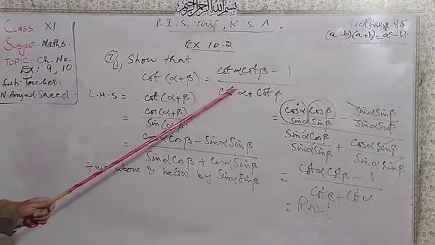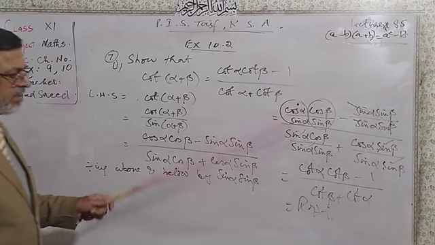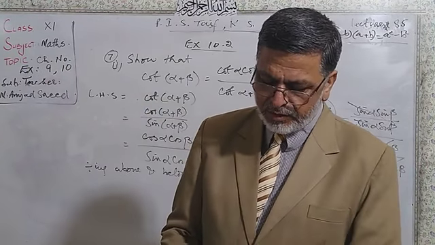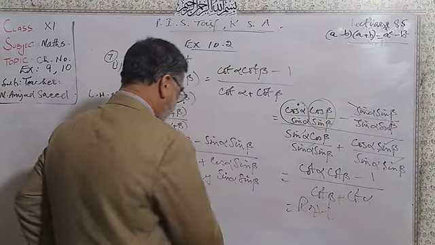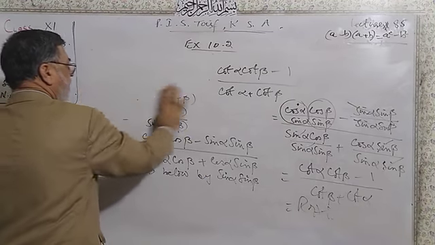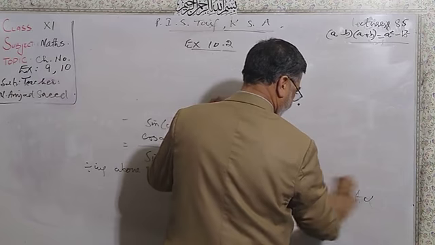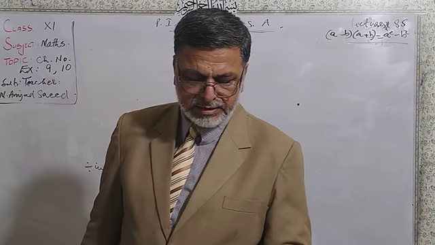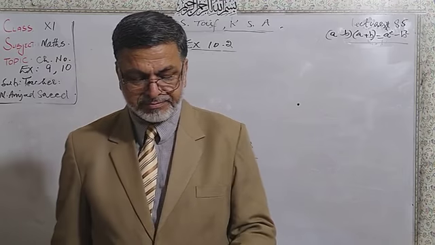No problem if cotangent alpha is written at second position and cotangent beta first position. Place is not of any importance. You can write down your number, but the sign must be the same. You cannot change your sign by changing the places. Dear students, that was part number 1 of question number 7. We finished our part number 1.